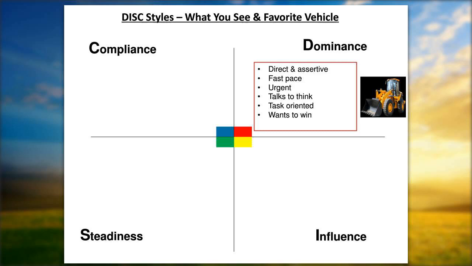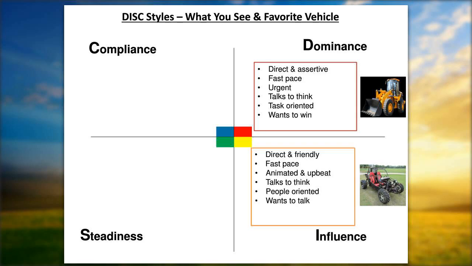High dominance, the vehicle that we use, we call the high dominance. Somebody who's very strong in dominance, we call them potentially a bulldozer in their style. They can be fast-paced, they're urgent, they talk to think, and it's like, let's get it done, fast-moving, very task-oriented.